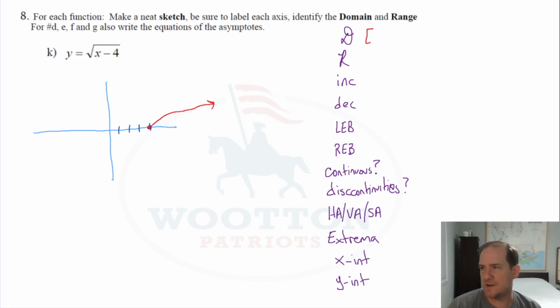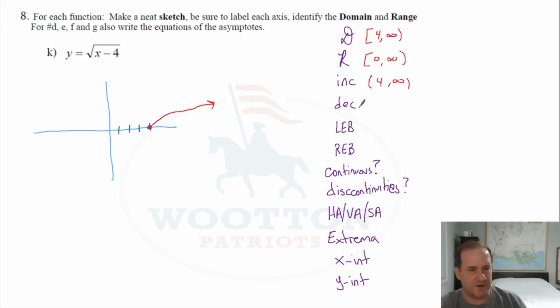From it, we can answer questions about our domain. We can see that only 4 or greater are in our domain. For the range, we can see that only 0 or greater is in our range. We are increasing on the interval from 4 to infinity. Notice that the domain might include 4, but I can't include 4 as part of my increasing or decreasing interval. You just never ever include the endpoints. Always make them open-ended. Decrease, never.